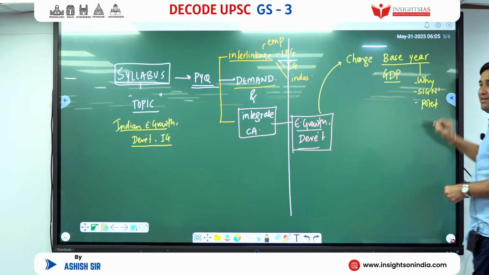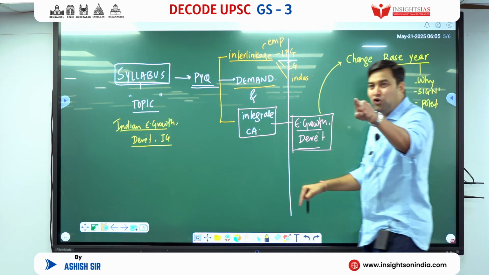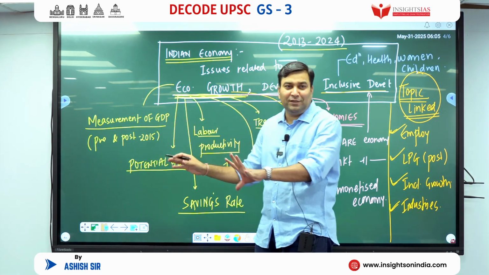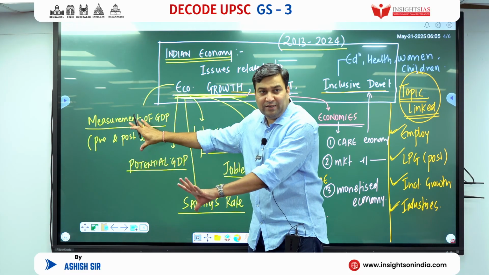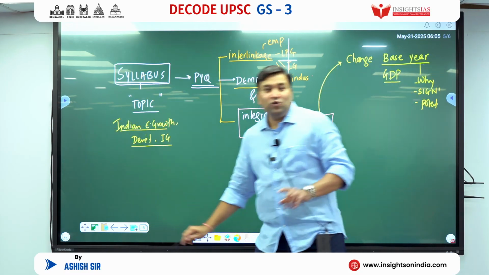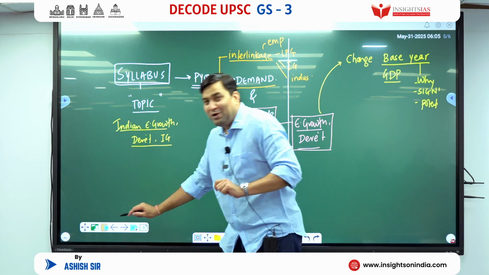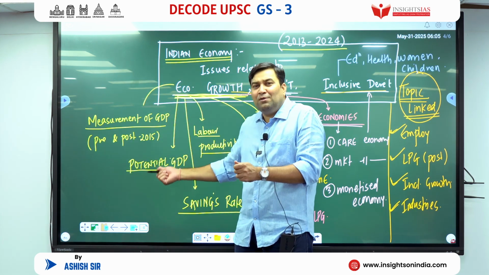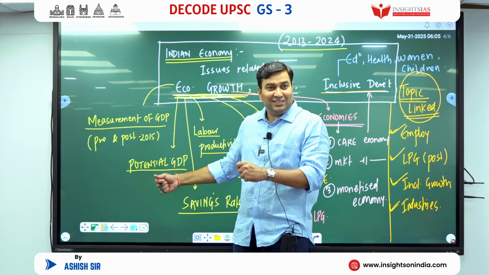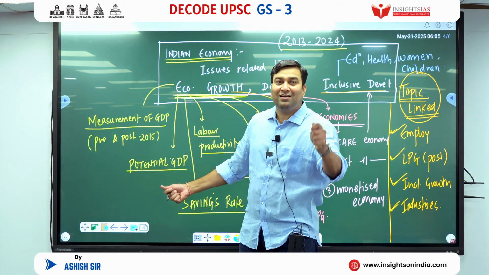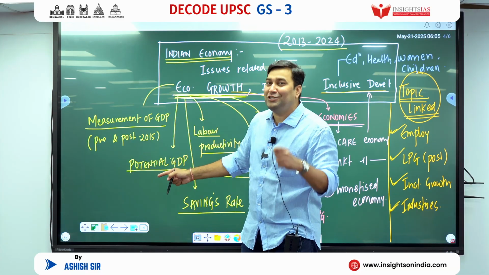Am I right? So when you are studying, first of all, you should know what is GDP, how it is calculated, what is the present methodology, and what are the issues associated with it. Once you understand this, then you can link this current affair with it. Am I right? Earlier, they have asked one more basic question: what is the meaning of potential GDP? What are its determinants, right? And what are the factors which are inhibiting the Indian economy from reaching its potential?